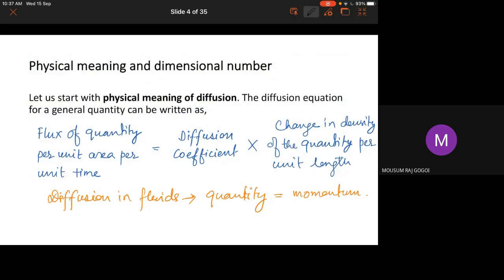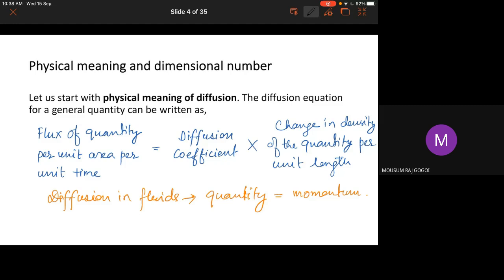So if you see the physical meaning of this dimensional number, we can start with something called the physical meaning of the diffusion. So in fluid mechanics, if you see the dynamical problems, it's all about convection and diffusion. The convection occurs when the flow happens, and the diffusion is because of the Laplacian term in the Navier-Stokes equation. So we'll try to understand what this diffusion and convection is, and try to derive some non-dimensional quantity out of this.